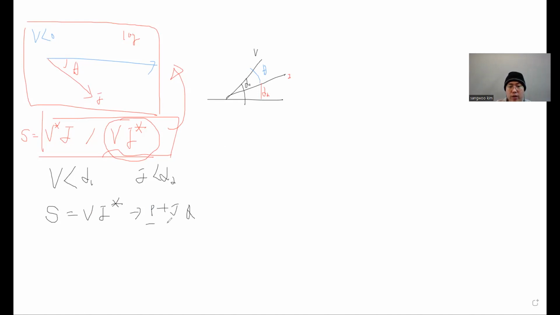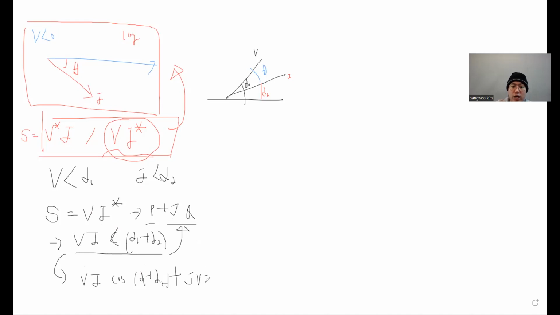So actually it could be P plus jQ, real power and reactive power, right? So if we do V I cosine alpha 1 plus alpha 2, the theta. But look at that. If we change it, this one to this one: V I cosine alpha 1 plus alpha 2 plus j V I sine alpha 1 plus alpha 2.